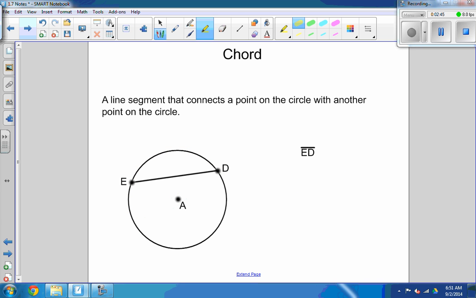A chord. A chord is a line segment that connects a point on the circle with another point on the circle. So it just goes from one side to the other. It doesn't have to go through the center, but a chord can. It just connects one side to the other. This would be ED, line segment ED here.